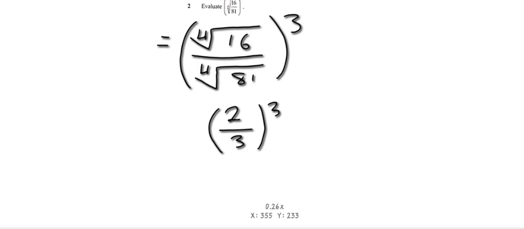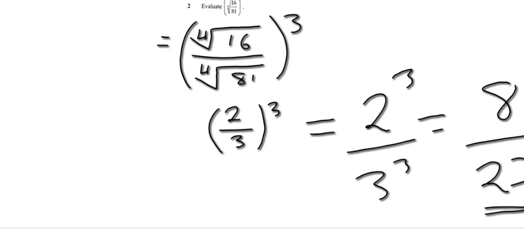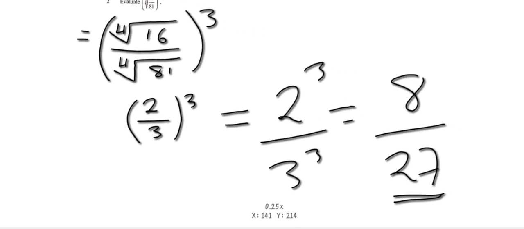That's what we have. You go ahead and say, now, what is 2 to the power 3? Because this is just the same as 2 to the power 3 over 3 to the power 3. What do you get from there now? 2 to the power 3 gives us 8. And then 3 to the power 3 gives us 27. That one becomes our final answer.